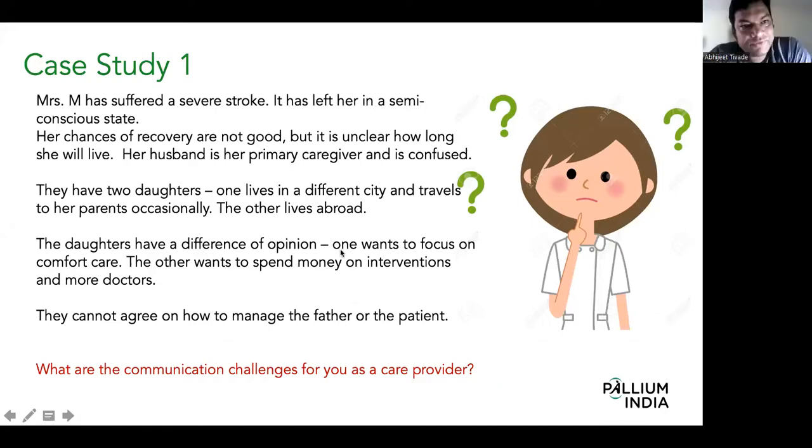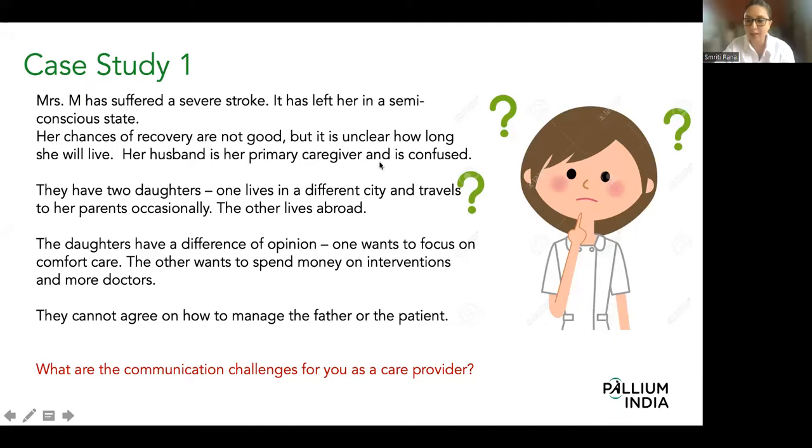Mrs. M has suffered a serious stroke. It has left her in a semi-conscious state. Her chances of recovery are not good, but it is unclear how long she will live. Her husband is her primary caregiver and is confused. They have two daughters. One lives in a different city and travels to her parents occasionally. The other lives abroad. The daughters have a difference of opinion. One wants to focus on comfort care. The other wants to spend money on interventions and more doctors. They cannot agree on how to manage the father or the patient. What are the communication challenges for you as a care provider?